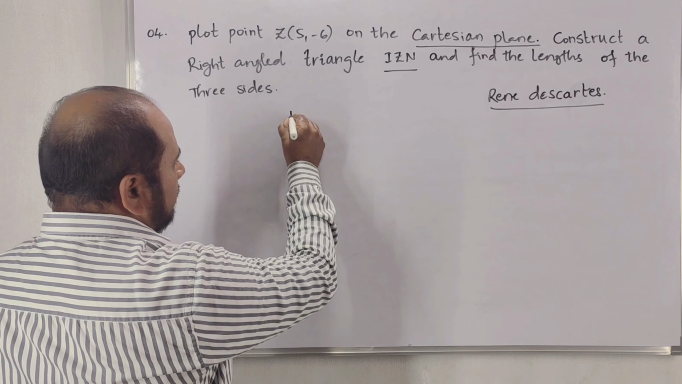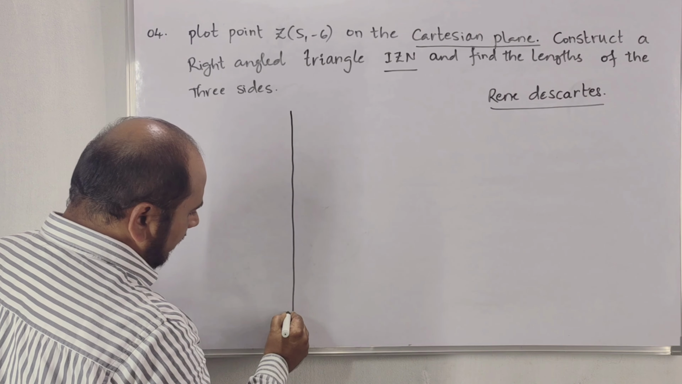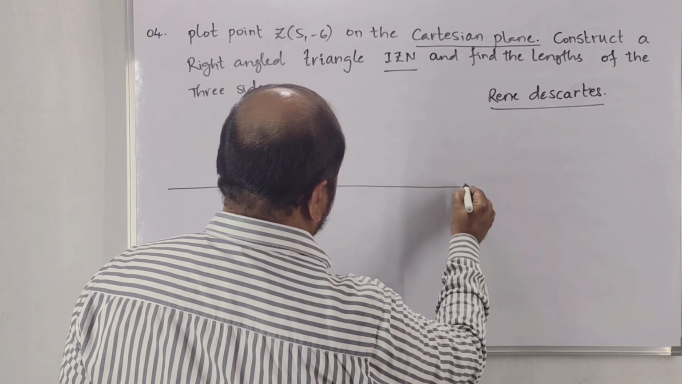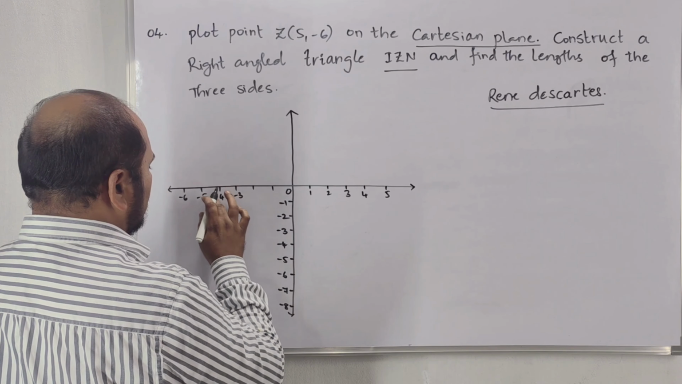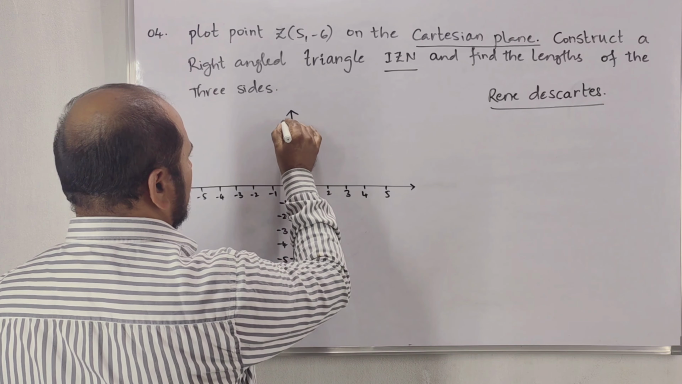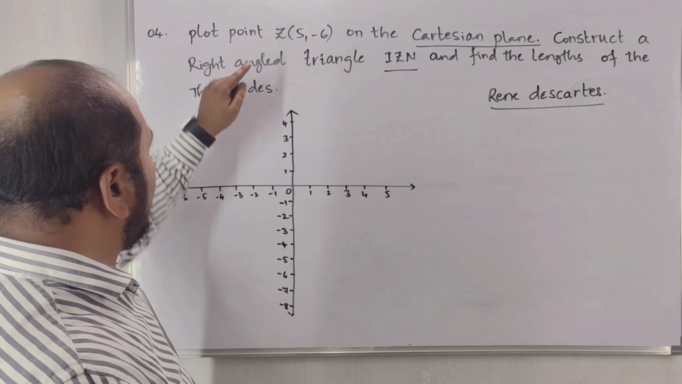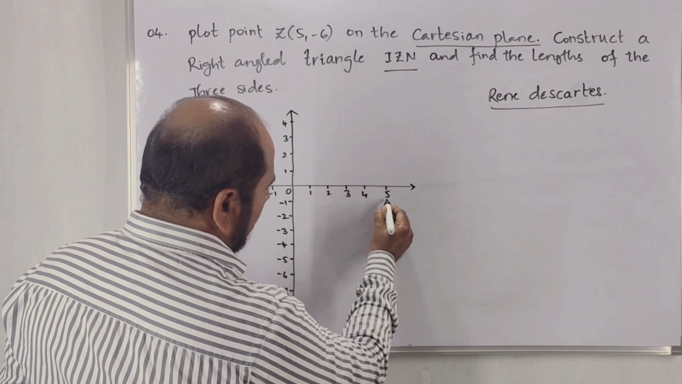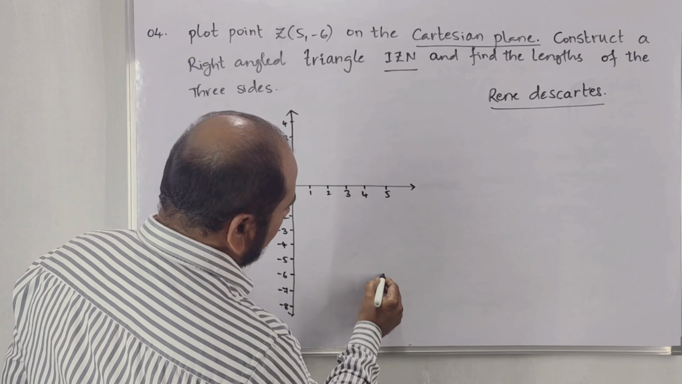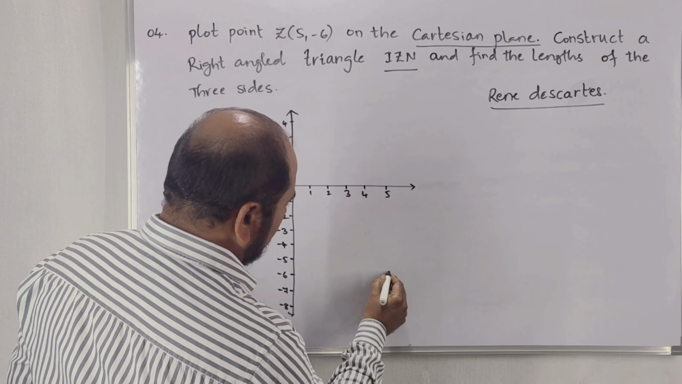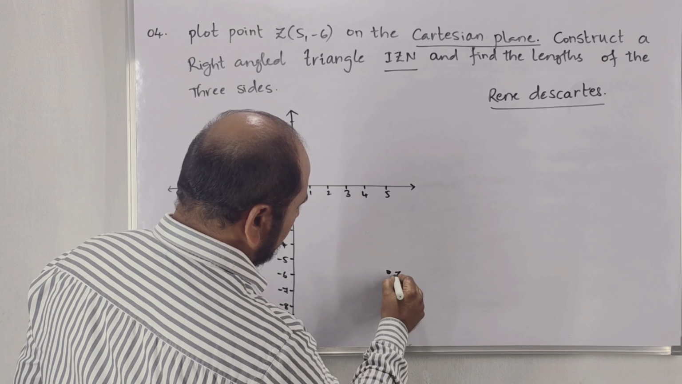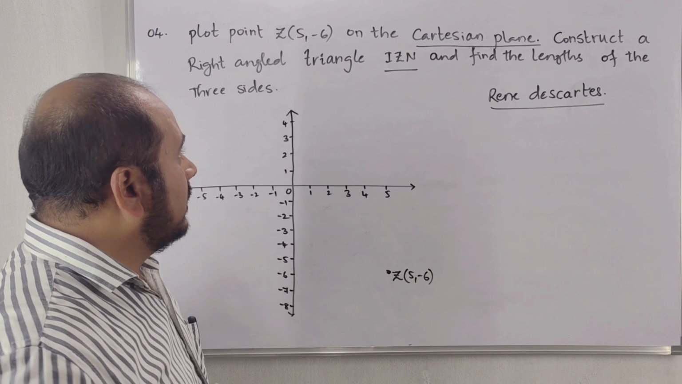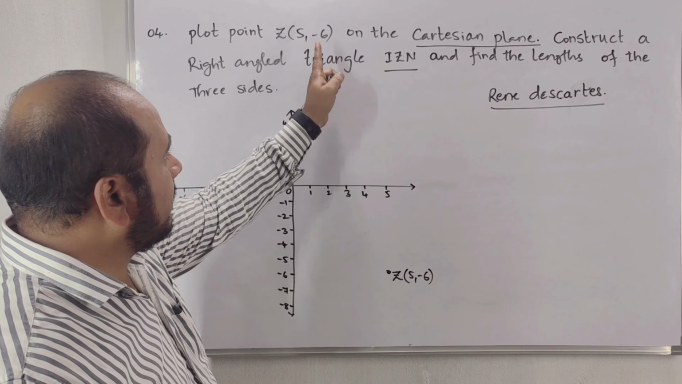Now come to the point. Here we can take one diagram. I am taking a rough diagram, my dear. You have to use graph paper. In this Cartesian plane, you have to select Z of 5 comma minus 6, my dear. You can take here 5 comma minus 6. This is Z, Z of 5 comma minus 6. Now we have selected Z of 5 comma minus 6.